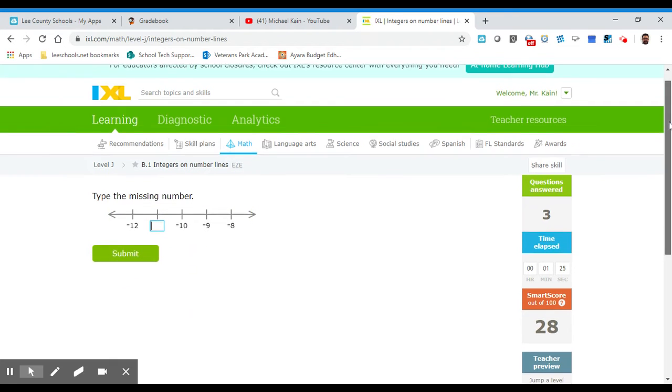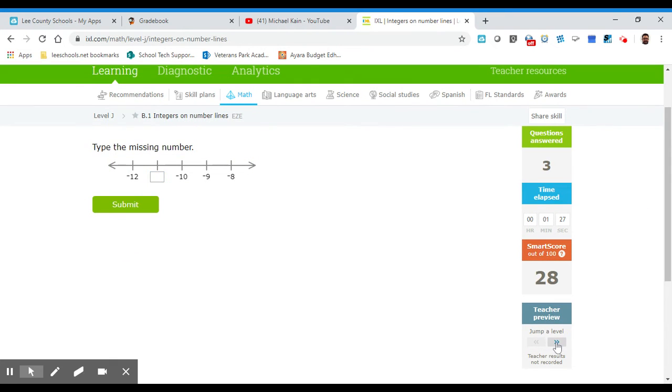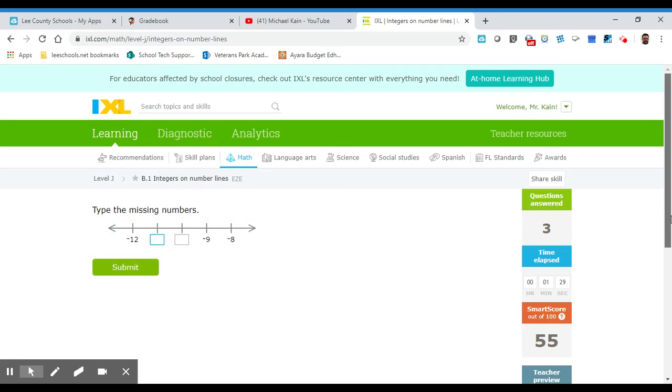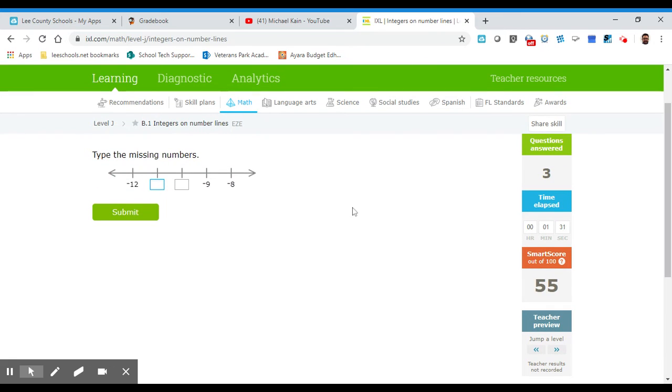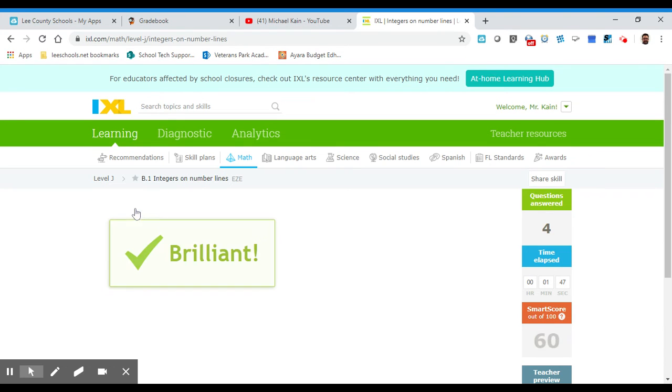Okay, let's skip up a level and see what we have here. I'm sure it's going to change. Up to 55 smart score. Okay, now we have 2 of them. So we're still counting by ones because negative 8 to negative 9 is by 1, right? So this, if we're counting by ones, negative 9, negative 10, negative 11, and negative 12.